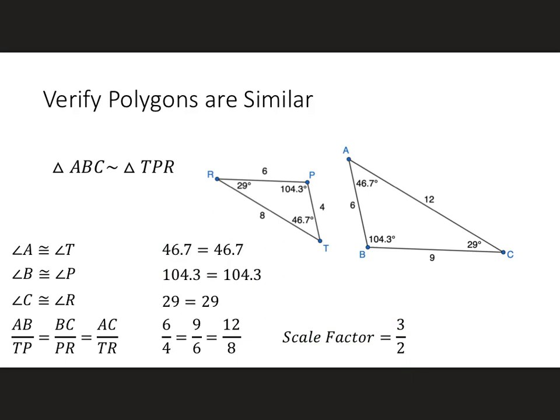By showing that all the corresponding angles are congruent to each other and all of the corresponding sides are proportional to each other with a scale factor of 3/2, we have verified that these two triangles are similar.